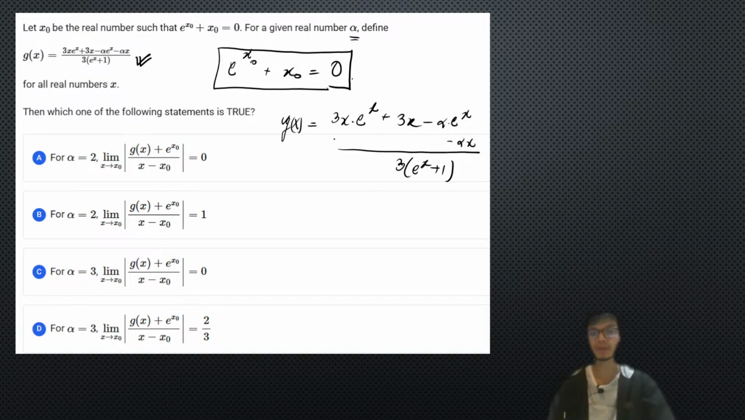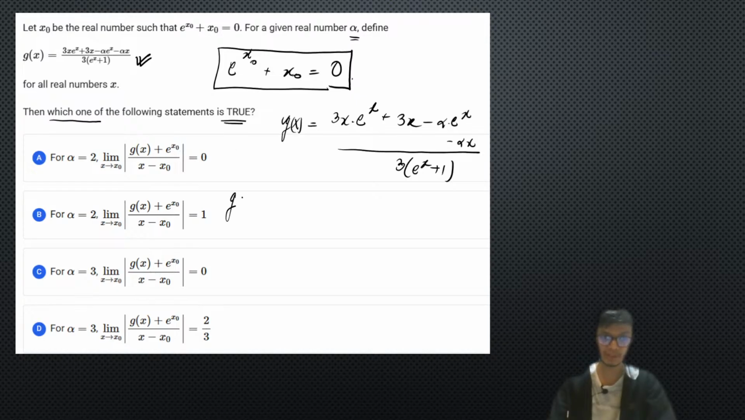Looking at this function, you have to choose which of the following statements is or are correct. For different values of alpha, you have to figure out which of the following limits is or are correct. So that's a simple problem. Let's see how we go about solving it.